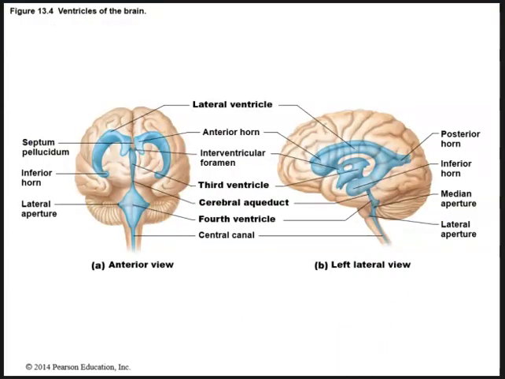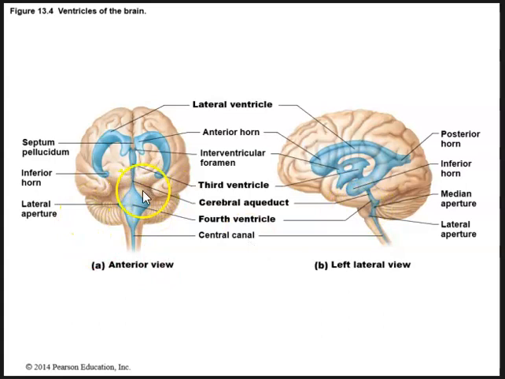So in this next picture, we can see the actual ventricles within the brain. We see these large lateral ventricles, right and left, which will then be connected to the third ventricle via the interventricular foramen here. And then from the third ventricle, which is enveloped by the diencephalon, cerebrospinal fluid will then drain into the cerebral aqueduct. From the cerebral aqueduct, CSF will then flow into this diamond-like structure, the fourth ventricle. Again, that fourth ventricle is the space anterior to the cerebellum, posterior to the pons of the brainstem.